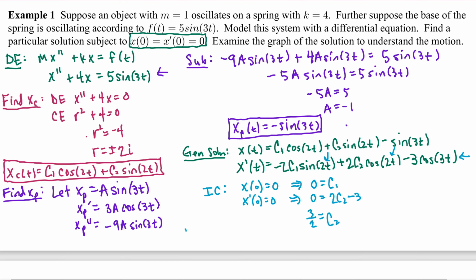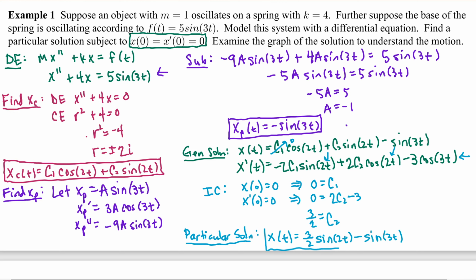So let's refine our general solution and write it as a particular solution. We end up with x of t equals, now remember c sub 1 is 0, so we lose that entire first term. x of t equals 3/2 sine of 2t minus sine of 3t. That is our particular solution. That's our equation of motion.